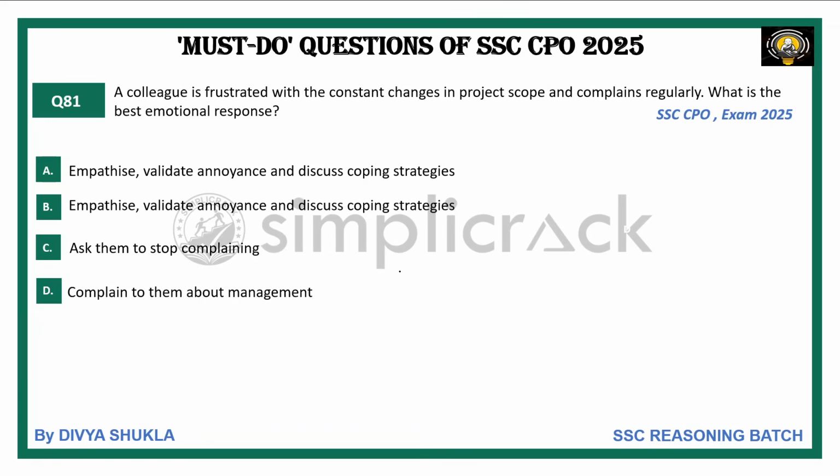A colleague is frustrated with the constant changes in project scope and complains regularly. What is the best emotional response? I think both of these options are the same. Option A is the correct answer, and option B is also correct. I think both were written the same by mistake, but this is the correct answer. If a colleague is frustrated, you have to empathize with them. You have to validate the annoyance.